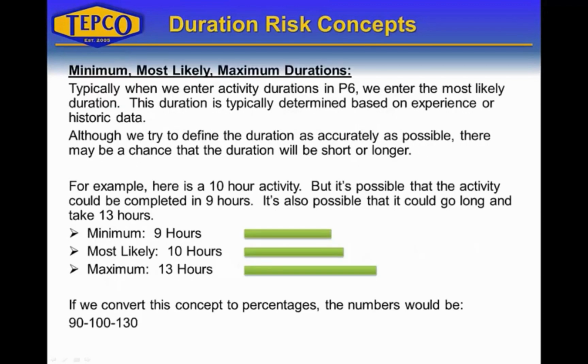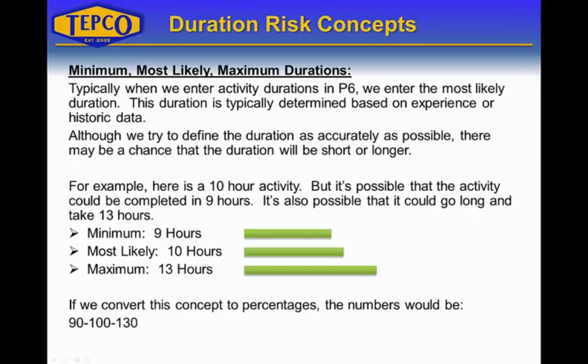Let's talk a little more about minimum, most likely, and maximum durations. Typically, when we enter durations in P6, we enter the most likely duration. This duration is typically determined based on experience or historic data. So if we have a valve that we need to remove, and we've done quite a few of those valves before, and they always seem to take about 6 hours, we typically put 6 hours into P6 for the removal of that valve. Although we try to define it as accurately as possible, there may be a chance the duration will be shorter or longer.